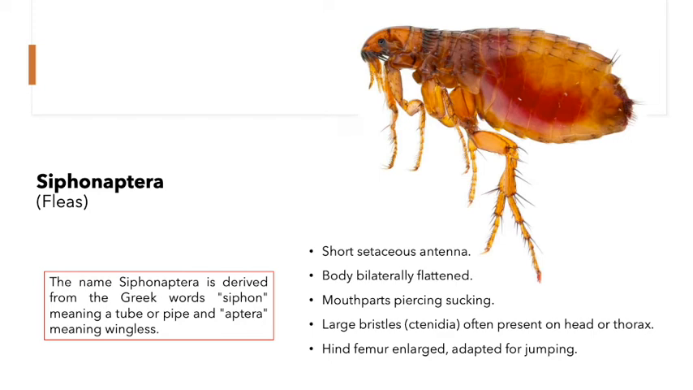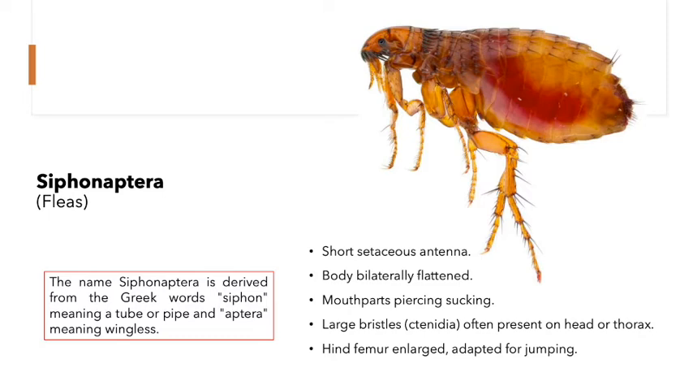The next order is Siphonaptera, and examples are fleas. The name is derived from the Greek word siphon, which means a tube or pipe, and aptera means wingless. This is an appropriate appellation for these secondarily wingless insects whose mouthparts are adapted for piercing skin and sucking the blood. As adults, all fleas are blood-sucking external parasites.